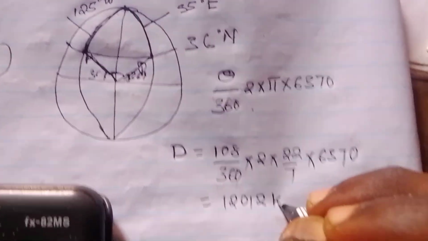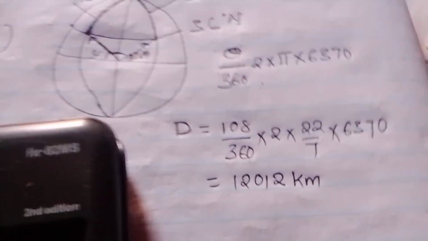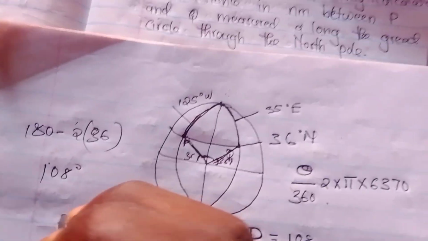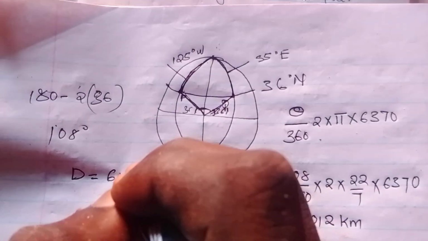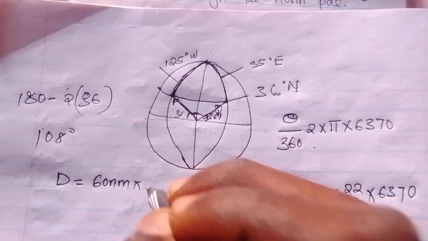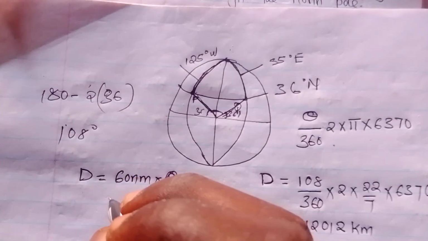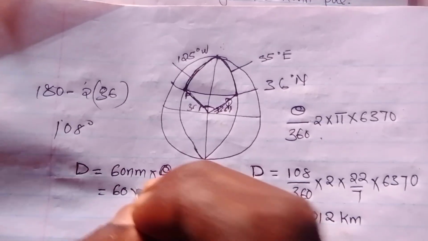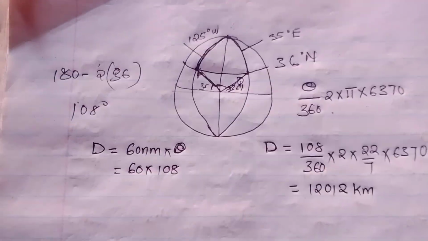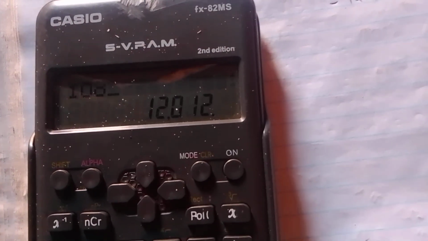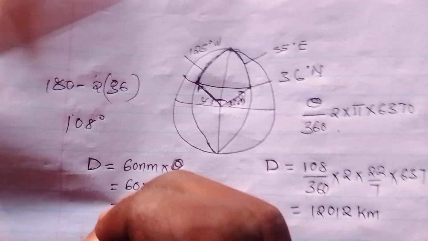So our final answer is 12,012 kilometers. And then we have another formula for finding the distance in nautical miles. The formula is like this: distance is equal to 60 nautical miles multiplied by theta. So it will be 60 multiplied by 108, which will give you 6480 nautical miles.